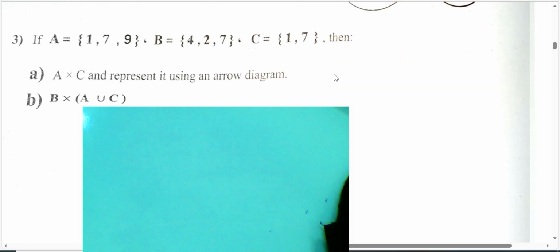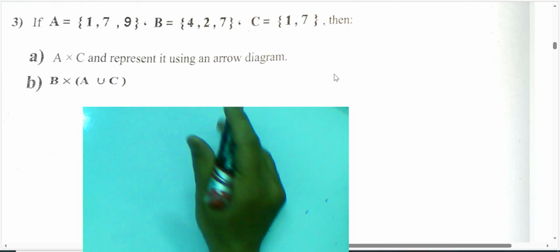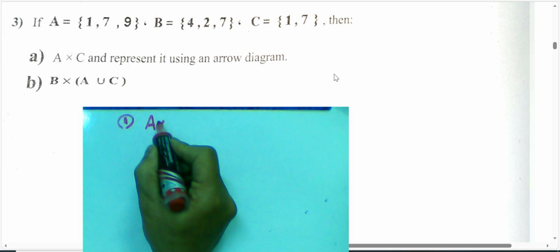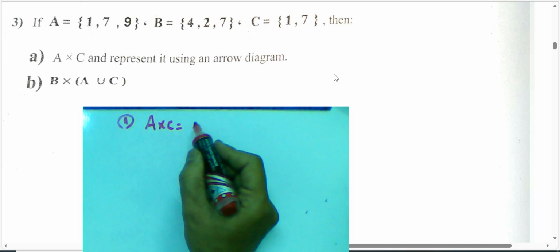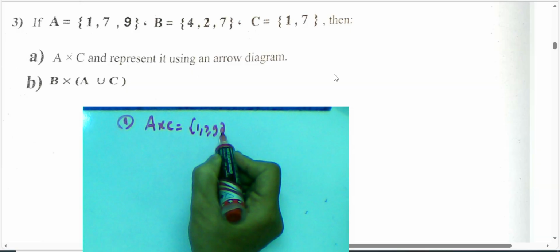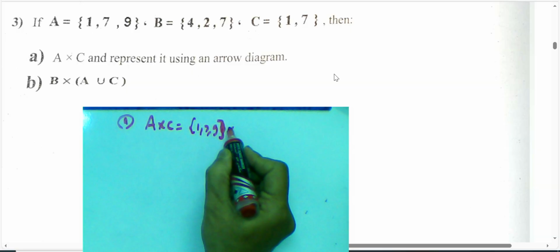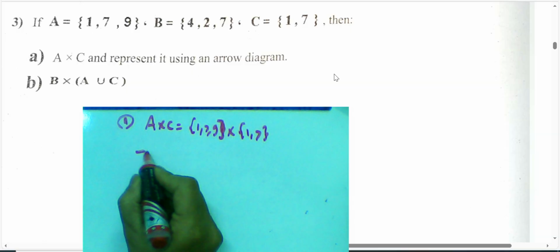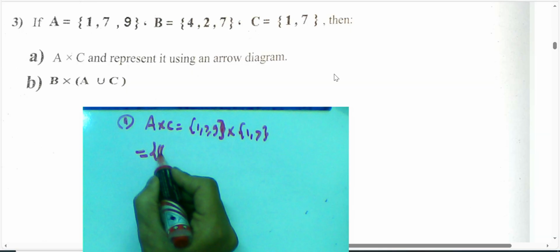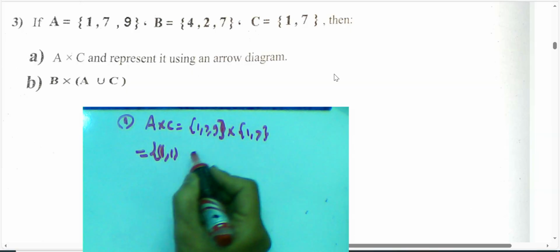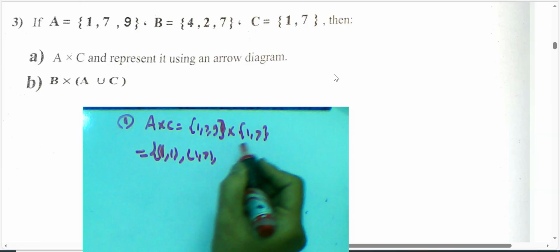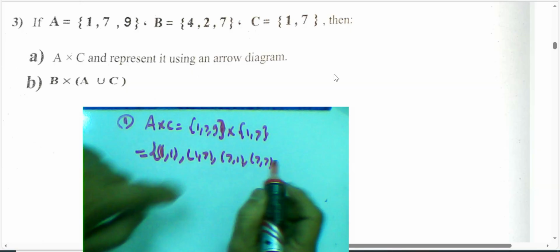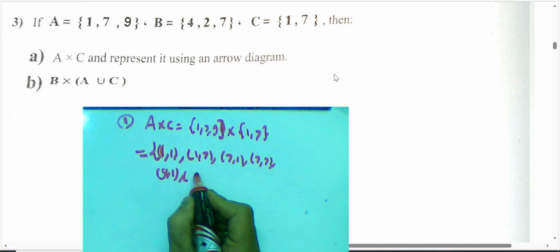We have two sets A and B and also C, 3 sets. He wants to find number 1, letter A Cartesian product by C. A was 1, 7, 9. Cartesian product with C, 1, 7. It's direct. You can complete 1 with 1 and 1 with 7, and then 7 with 1, 7 with 7, 9 with 1, and 9 with 7.